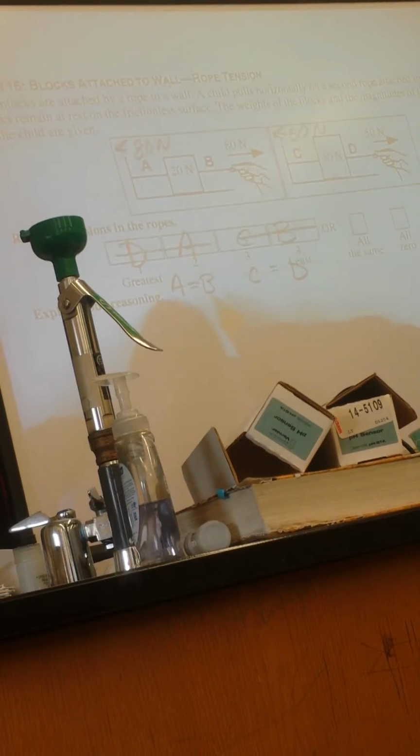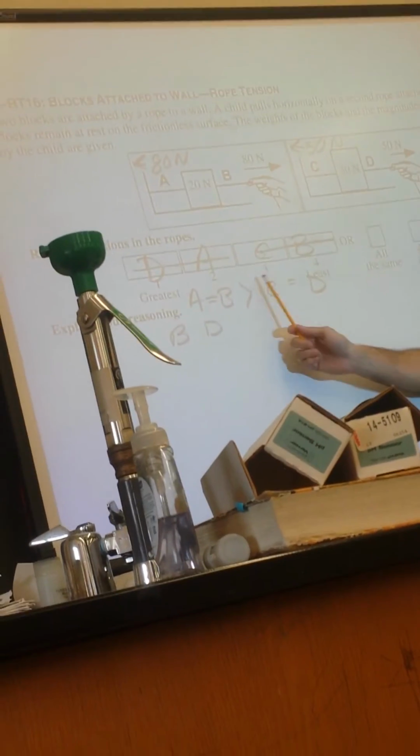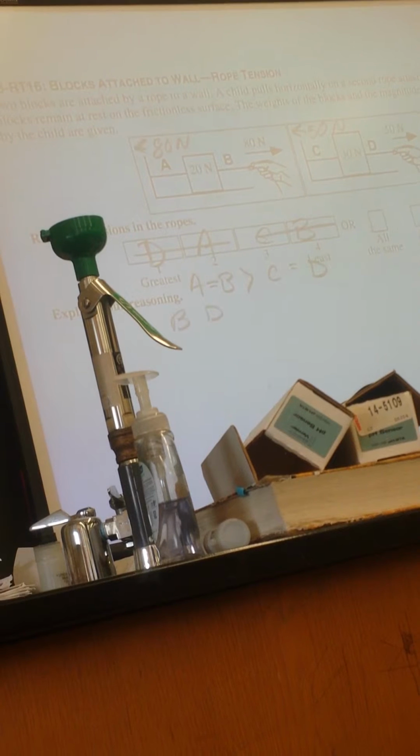Oh, well, so A and B, oh, sorry, and then I should put a greater than sign here. So these two are equal to each other, and these two are equal to each other. But these two are bigger than C and D. Is that better? Like how? Like why is there 80 newtons on the other side?